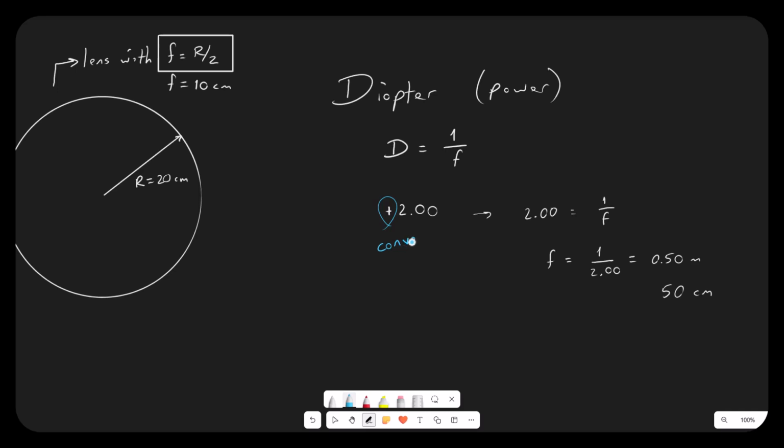A positive power lens means we have a convex lens. It is a converging lens, so we get this power of +2. We'll talk about negative diopters a little bit later. That's convex lenses, and then we'll run through examples of what to do with them and how they form images in just a little bit. Those will be the next couple videos.